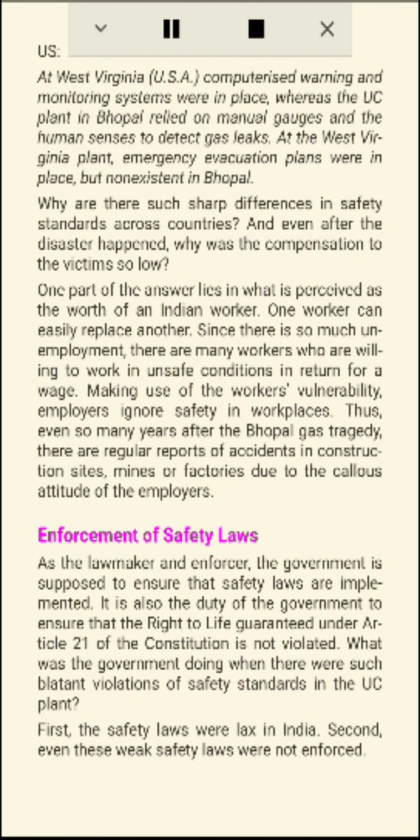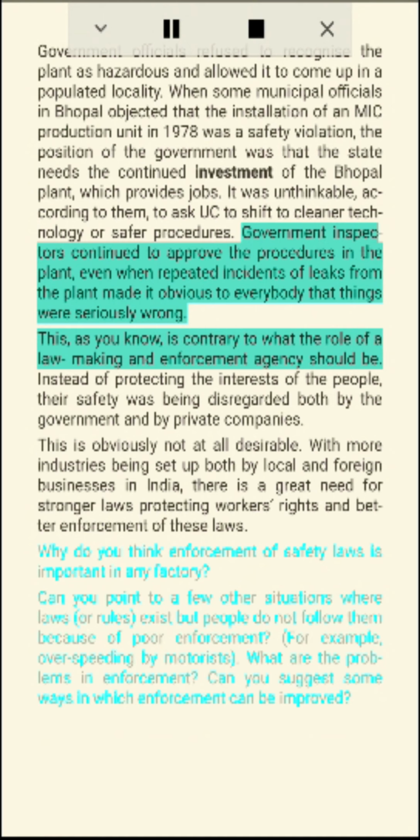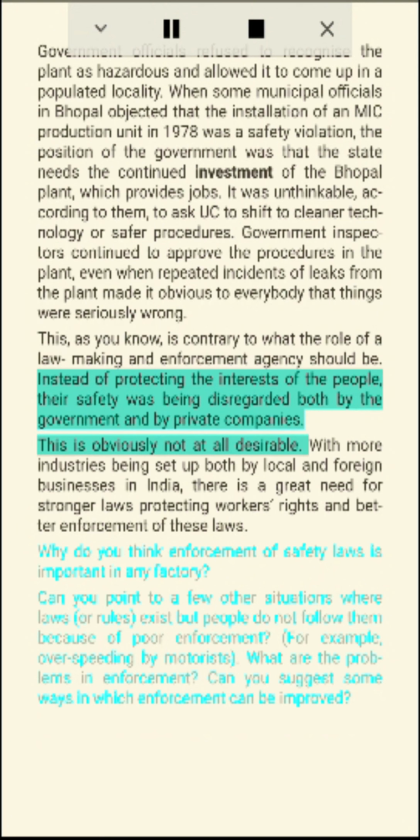When some municipal officials in Bhopal objected that the installation of an MIC production unit in 1978 was a safety violation, the position of the government was that the state needs the continued investment of the Bhopal plant, which provides jobs. It was unthinkable, according to them, to ask UC to shift to cleaner technology or safer procedures. Government inspectors continued to approve the procedures in the plant, even when repeated incidents of leaks from the plant made it obvious to everybody that things were seriously wrong.